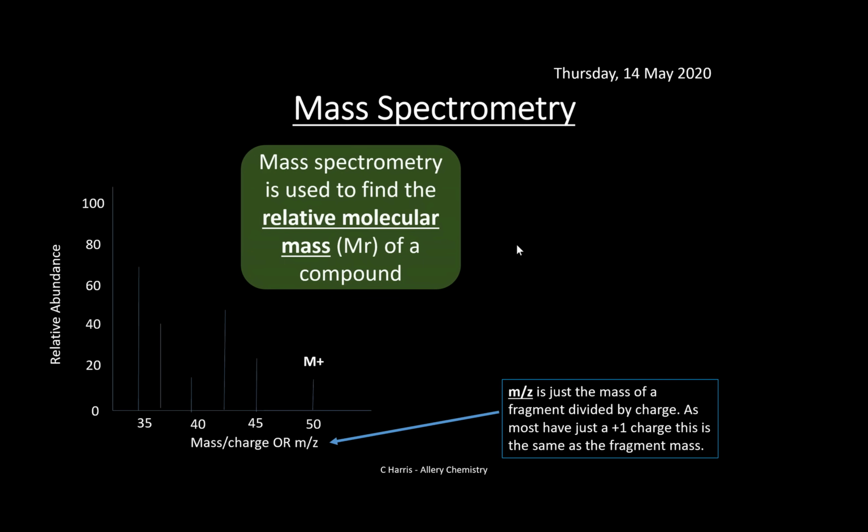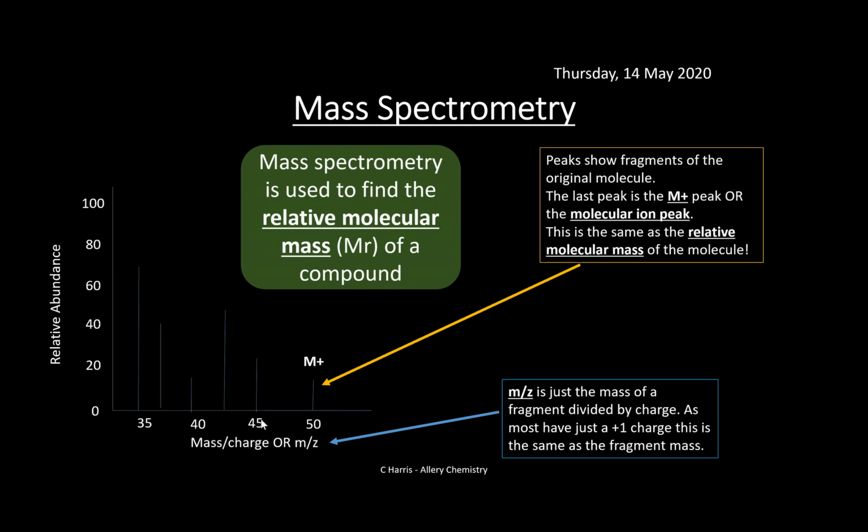And so we give it something called a mass to charge, or m/z ratio. m/z is just the mass of a fragment divided by the charge. As most have a 1+ charge, this is just the same as the fragment mass. So for example, if we have an m/z of 45, that means that the mass must be 45, and if this fragment has a 1+ charge, then 45 divided by 1 will just give 45, so it's just the same as the mass of the fragment.